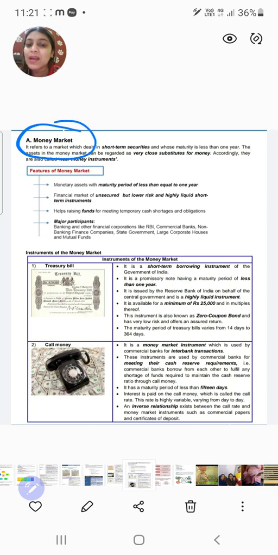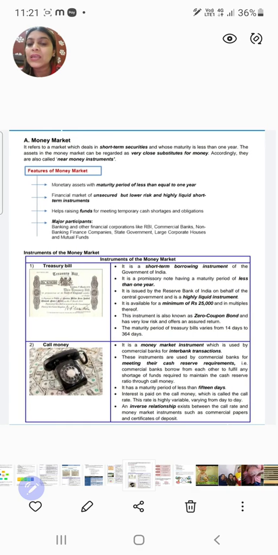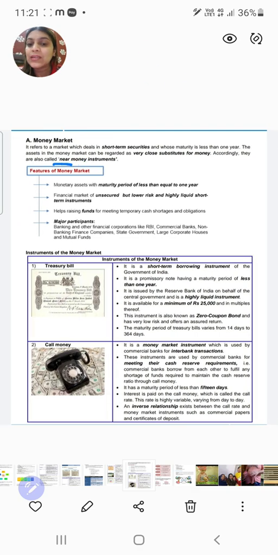As you can see, this money market is basically short term securities. Short term means less than 1 year. It is regarded also as a close substitute for money, and that is why it is called a near money instrument. You can see the statement, near money instrument, because it is very close to money. It can be easily converted. It is readily available in liquid form. Why? Because it can be matured in less than 1 year.